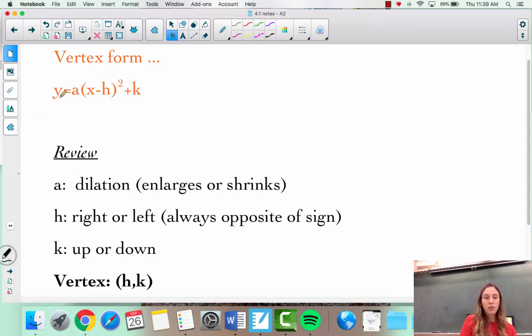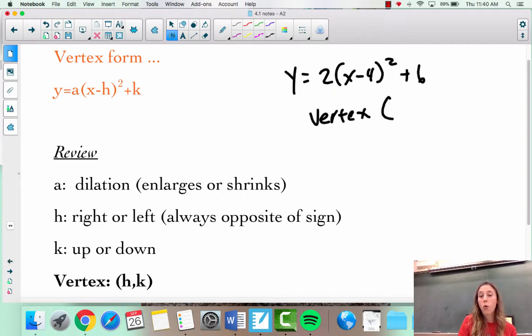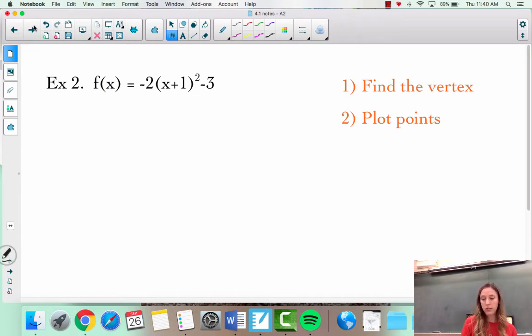And then if I'm looking at this form, my vertex point is going to be whatever H and K are. So remember, if I told you this is my equation, then my vertex would be at the point positive 4, positive 6, because the number with the x always changes signs. So that's where I put here, it's always the opposite sign. Okay, so let's use this form to graph. This will be a lot quicker than our previous form. So I've got the example f of x equals negative 2 times x plus 1 squared minus 3. Of course, we really only have 2 steps here. Find the vertex and then plot some points.